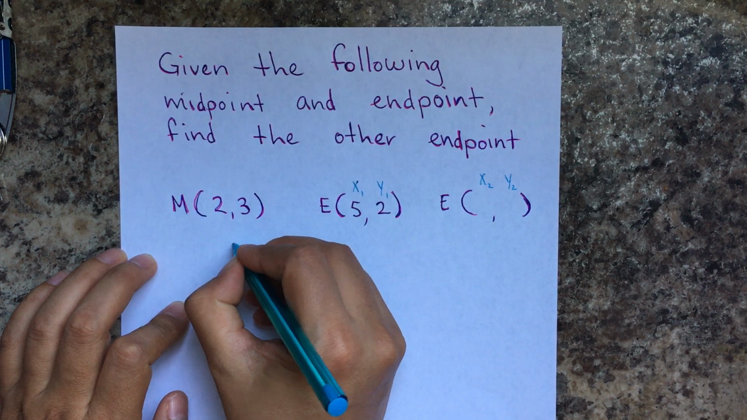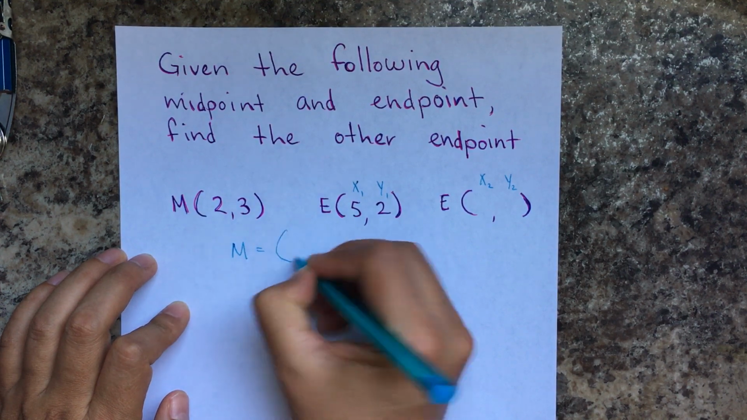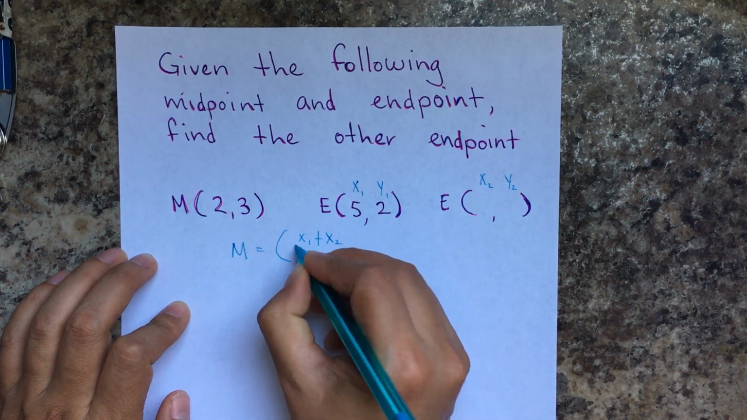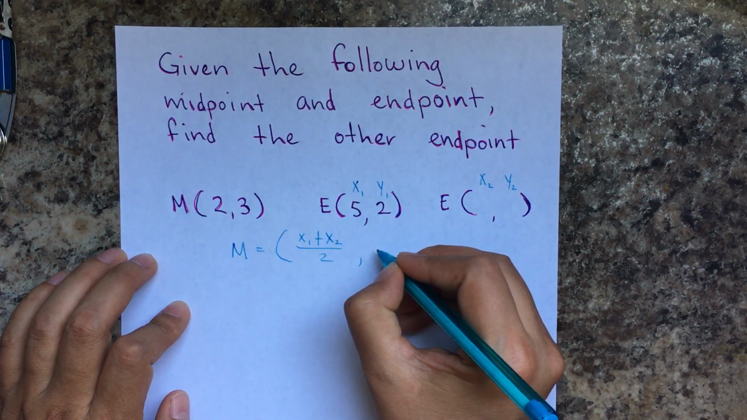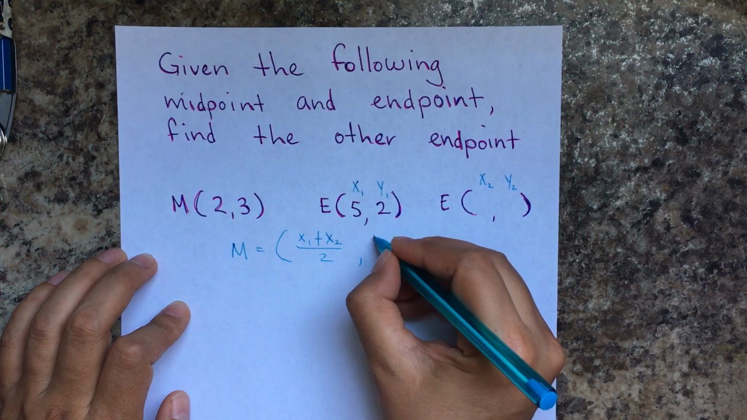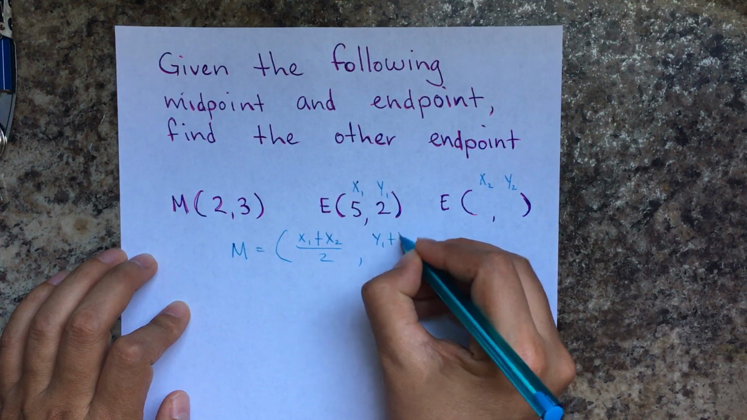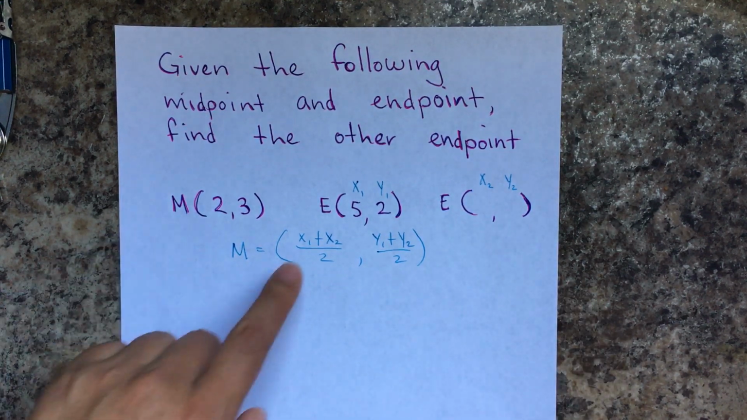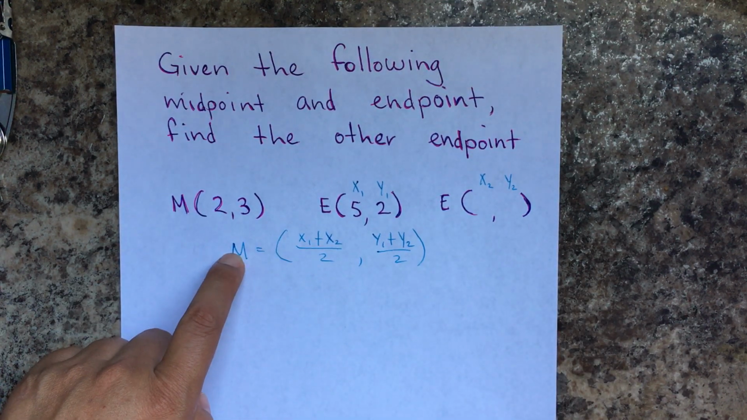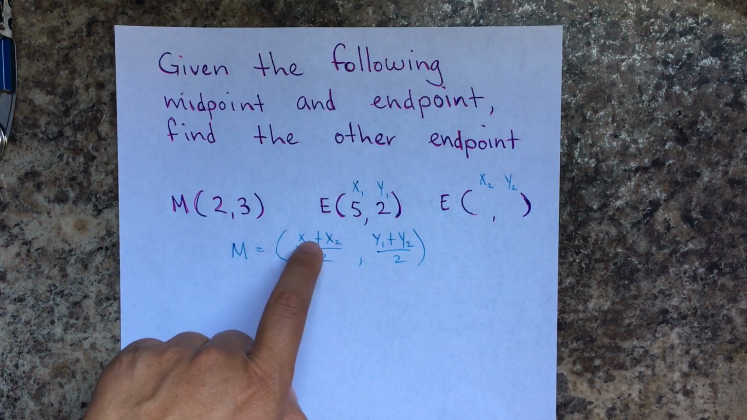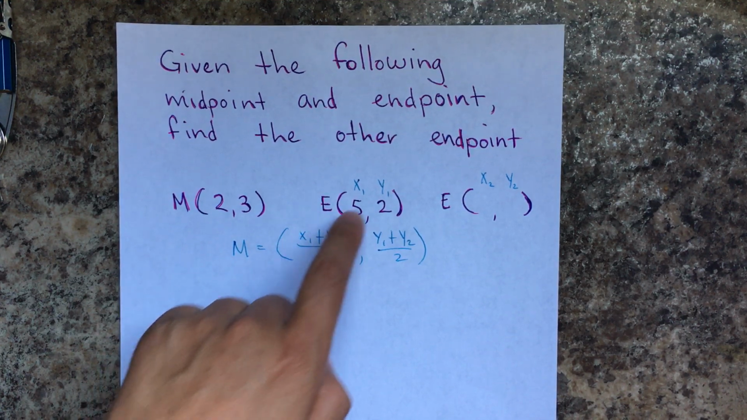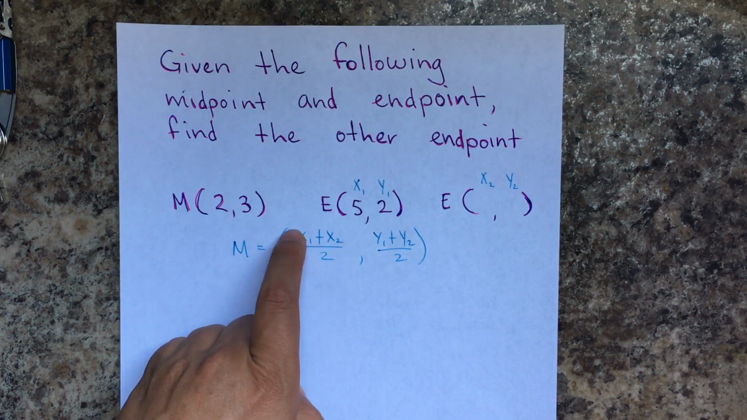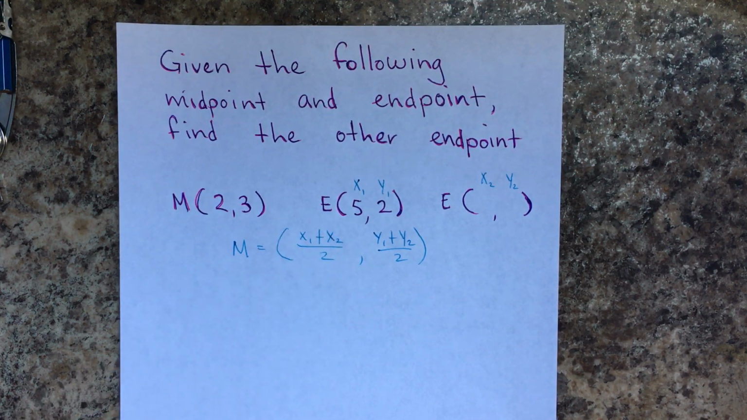Let's see, the midpoint formula is x1 plus x2 divided by 2. And the formula for the y coordinate is y1 plus y2 divided by 2. Okay, we have this, but we don't have one of these. We are missing x2. We only have x1. So we're going to leave that as a variable and then start canceling to be able to find that point.